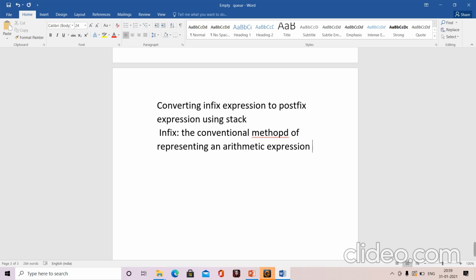All right, now if the operators, your plus, minus, division and all, are placed before the operands, then this notation is called prefix or Polish notation. Now if the operator is placed after the operands, then this notation is called postfix or reverse Polish notation. So we can see that arithmetic expressions can be represented in 3 ways. So infix means, let's say, A plus B.